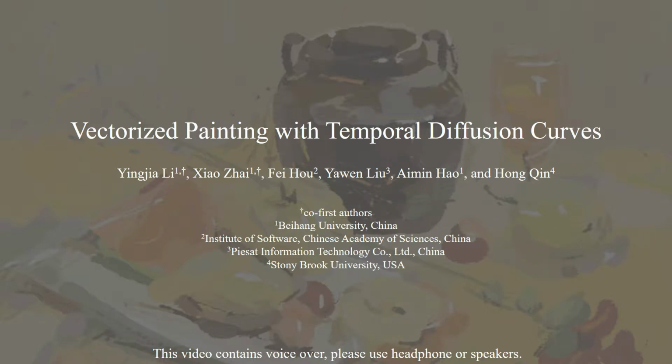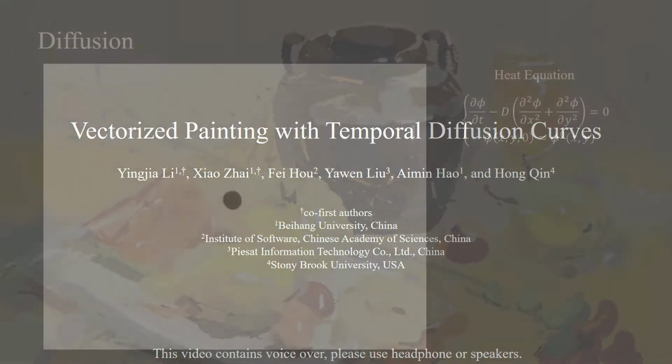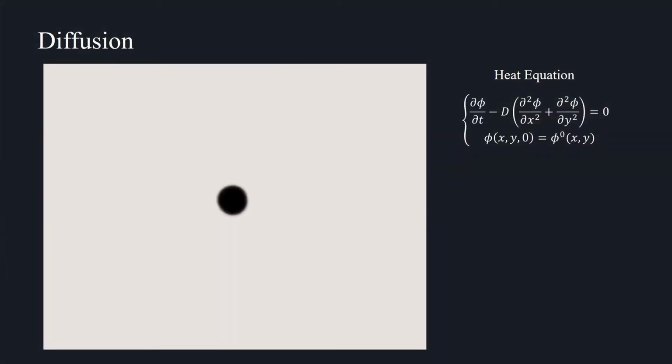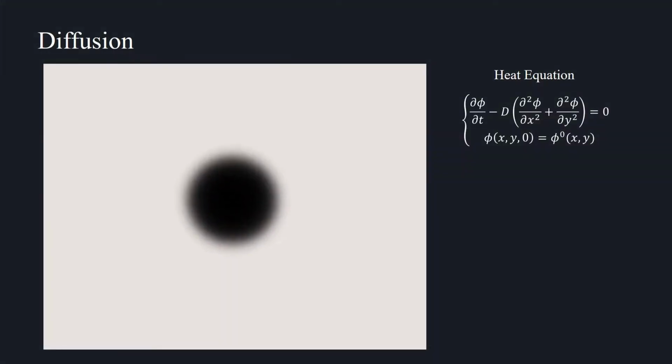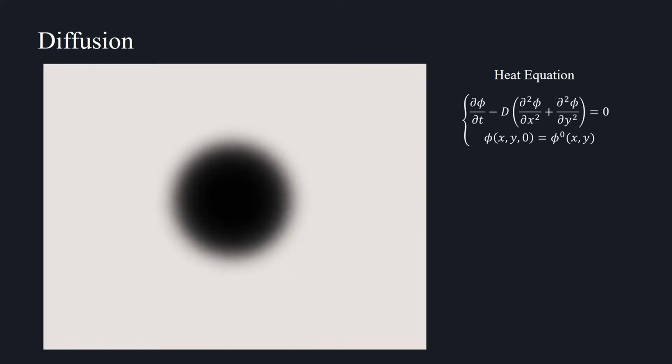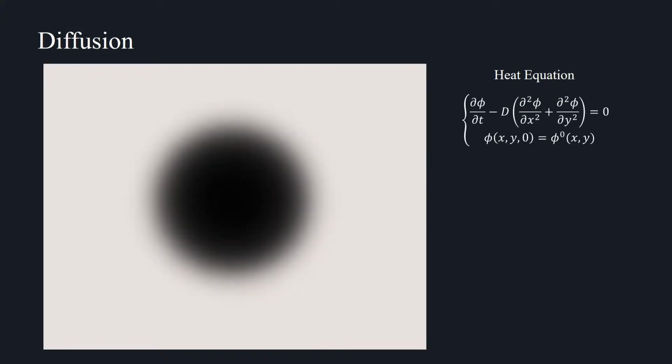In this video, we'll give an intuitive introduction to our Temporal Diffusion Curve painting system and present additional examples of our paper. The diffusion phenomenon is governed by the heat equation. Here is an example in which the diffusion source is a dot. The diffusion result can be seen as the density. It can also be interpreted as the influence from a dot to the canvas.